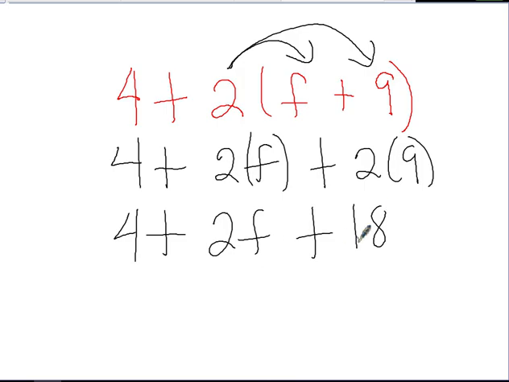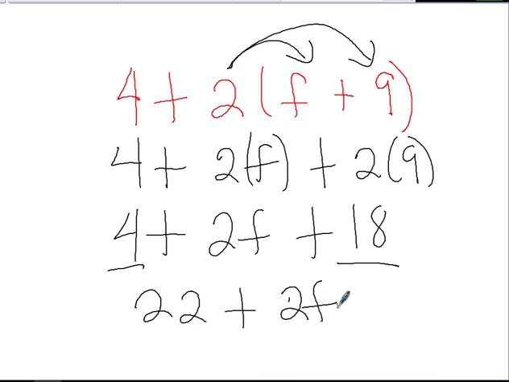I look again for like terms. 4 and 18 are both constants, so I can combine those. So 4 plus 18 gives me 22 plus 2f. 22 and 2f don't have the same last name, so they are not like terms, so I can leave it just like that. My final answer is 22 plus 2f.